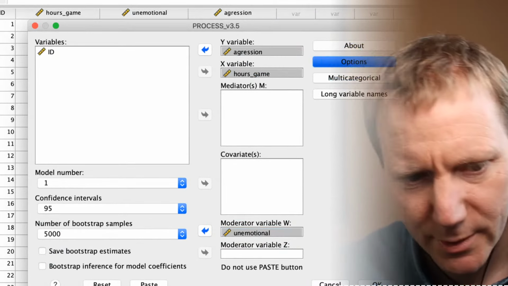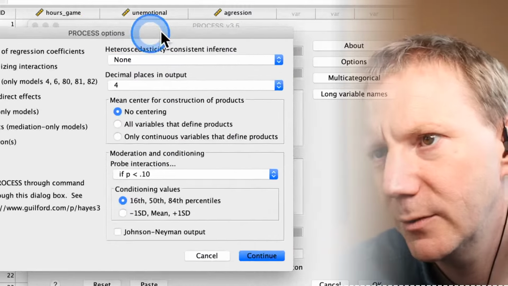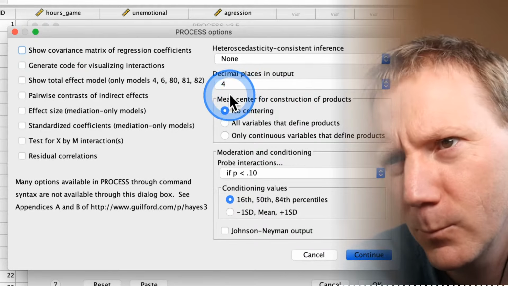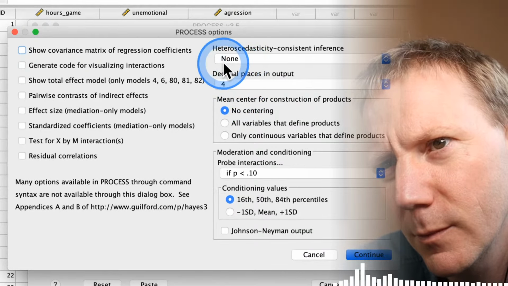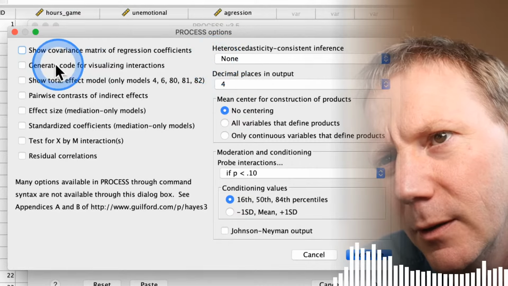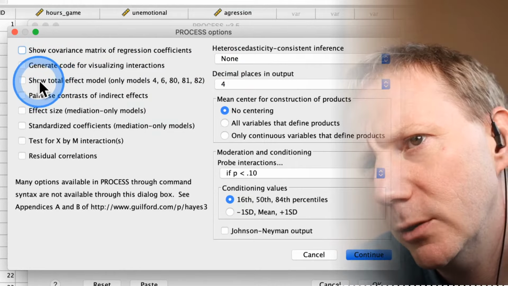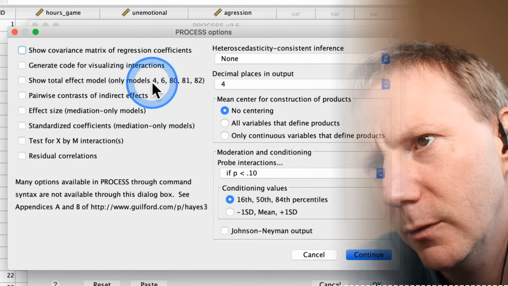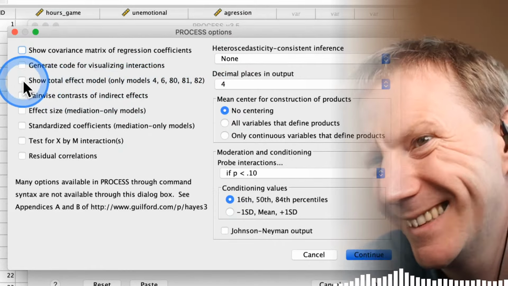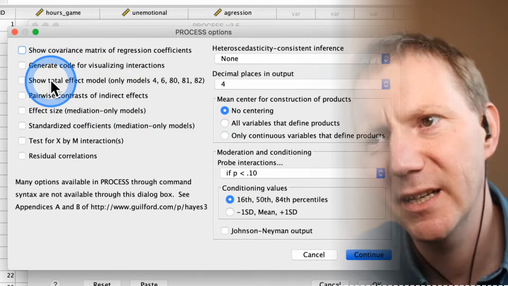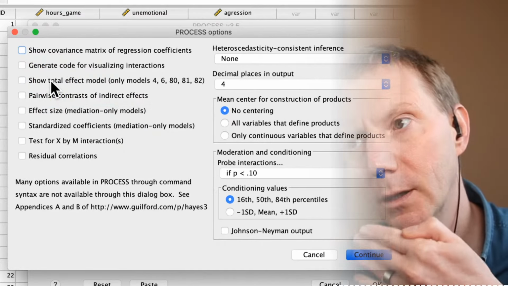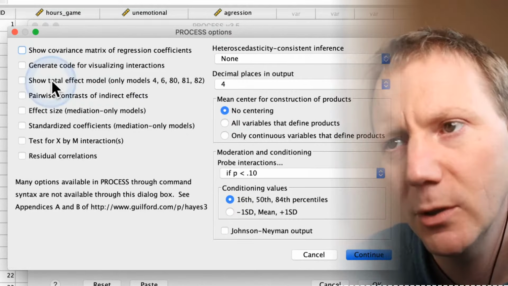And we have some options, and again this shows up on my other screen, so I'll drag it over. Anyone? Show total effect model, I guess. The third one, show total effect model. Yeah, but show total effect model applies to models 4 and 6. Yes, that's why I was confused. So we don't have to have an option for that. Because we're not looking at effect sizes in essence, we're actually just looking at the interaction term. So we don't need this.